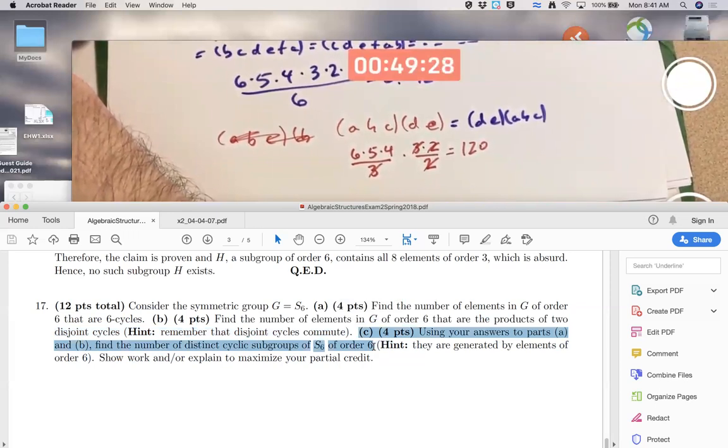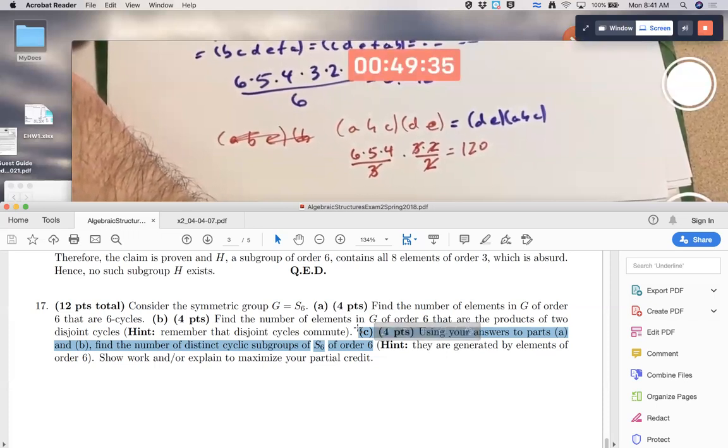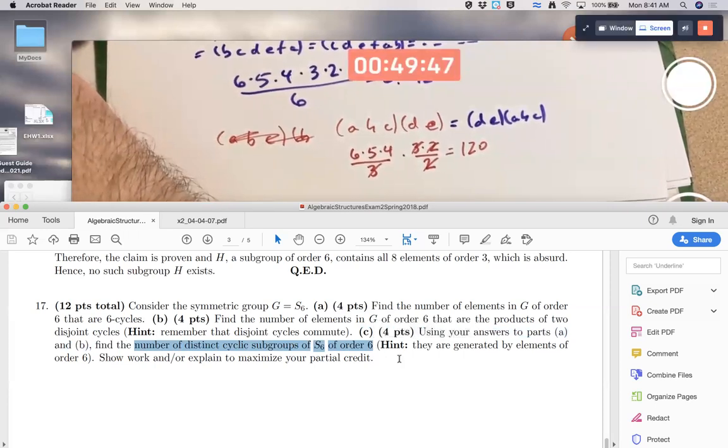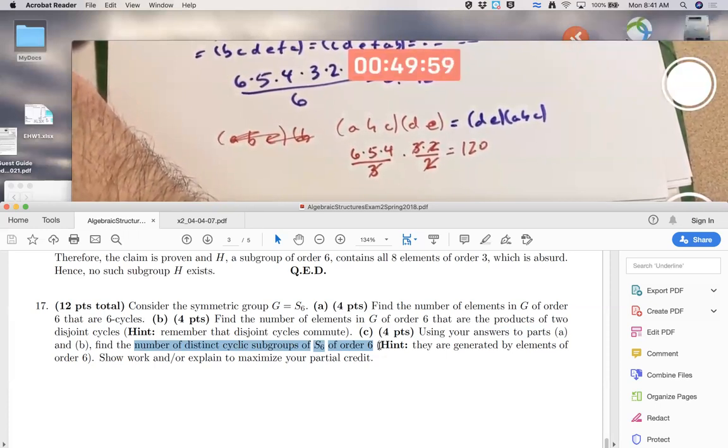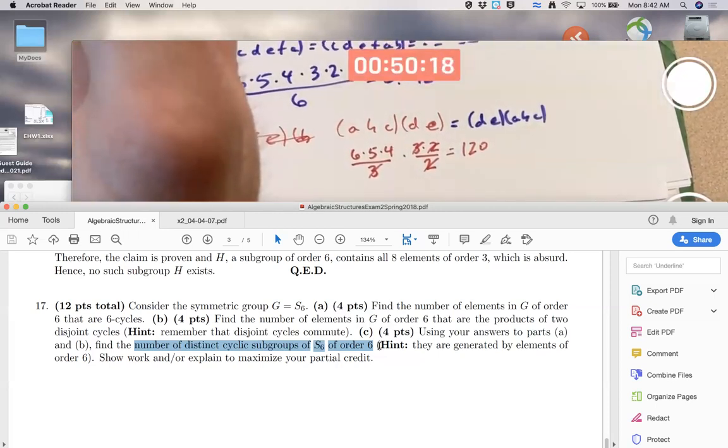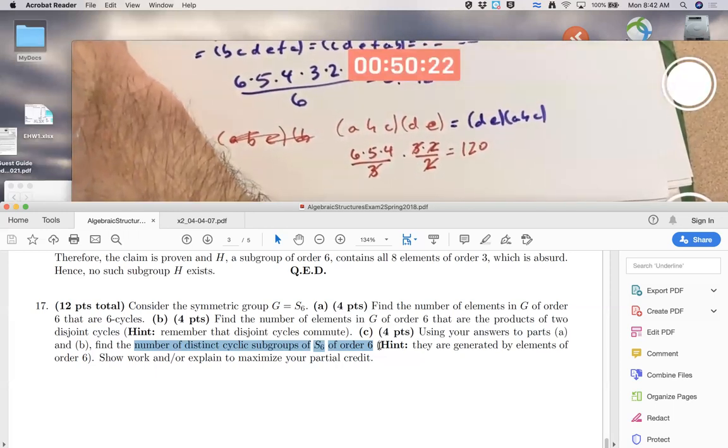Assuming you were able to get the answers to A and B, how would you do C? You'd have to add the answers to A and B to get the total number of elements of order 6. To find the total number of distinct cyclic subgroups of order 6, emphasis on the words distinct and cyclic, you'd have to divide the sum of the answers in A and B by 2. Why? Because any cyclic group of order 6 has how many generators? What's phi of 6? What are the generators of Z6, for example? 1 and 5, yeah. You divide by 2. Any cyclic group of order 6 has 2 generators.